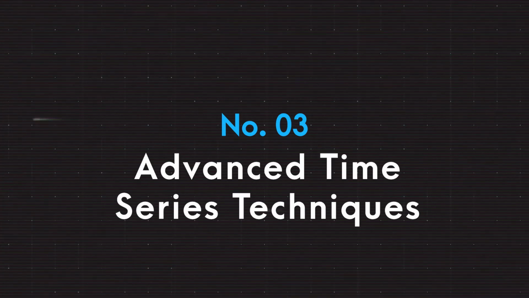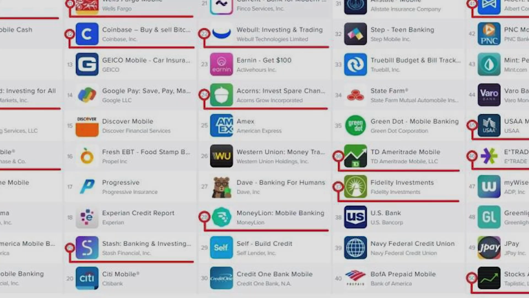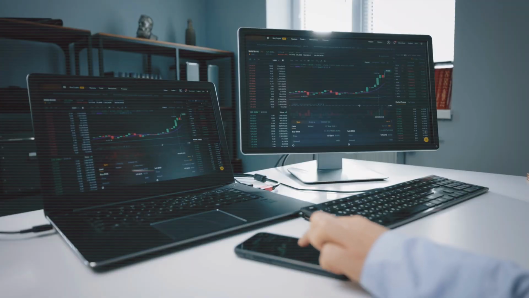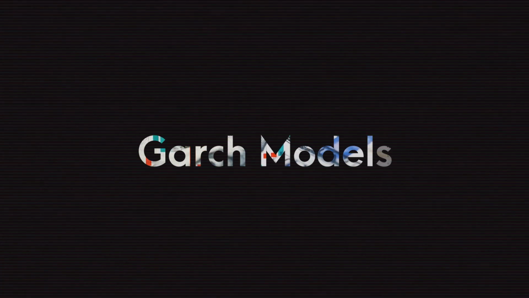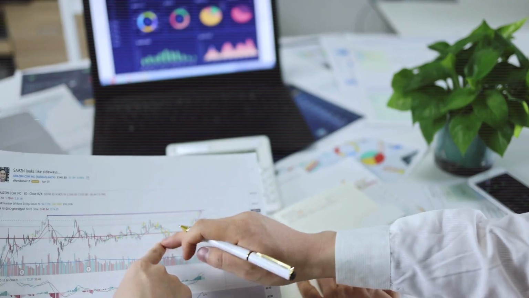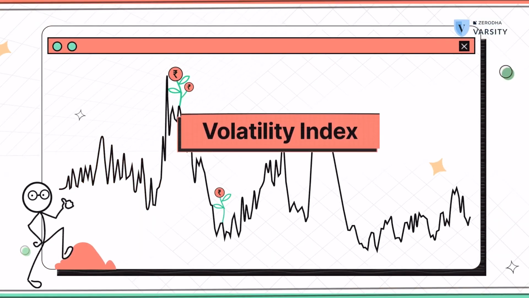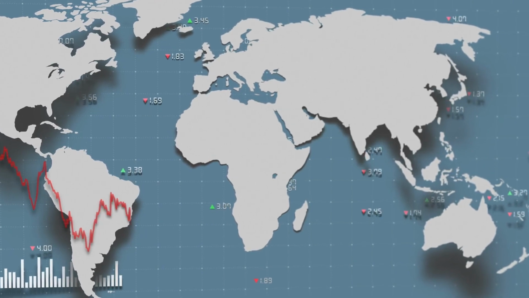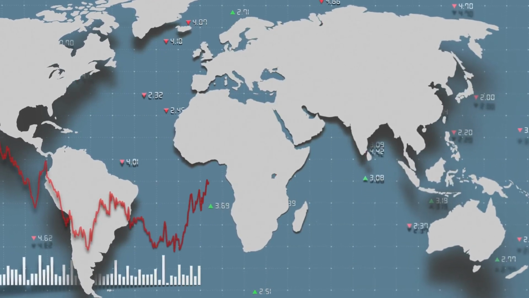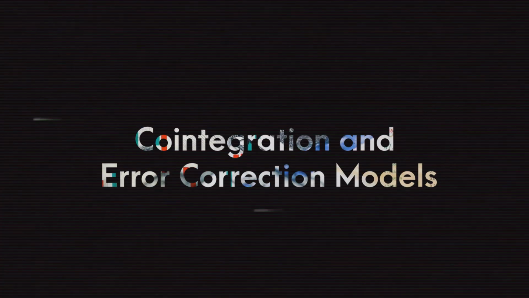Number 3. Advanced time series techniques. For more advanced trading applications, there are several techniques that go beyond basic models. GARCH models. These are used to estimate and forecast market volatility. Understanding volatility is crucial for risk management, as it tells you how much a market might fluctuate in the near future. Cointegration and error correction models.